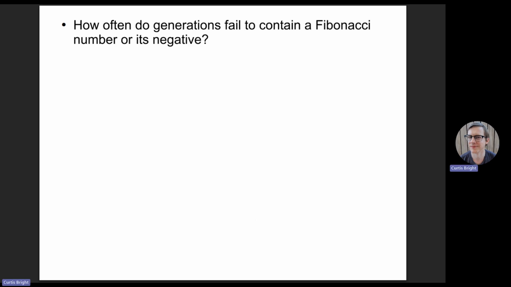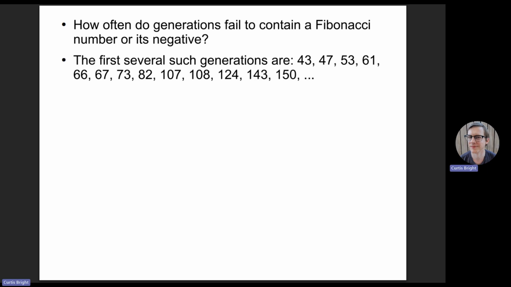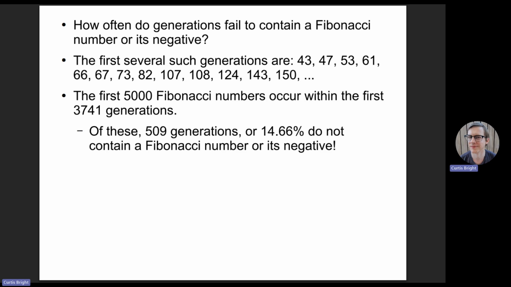So just to finish up, the question we had was, okay, well, we found a counterexample. Clearly this wasn't true, but it was true at least far enough that it seemed like it might have been true. The people that posed the problem didn't get as far as finding a counterexample, but how often do these occur? So there's a bunch of generations that don't contain any Fibonacci numbers, you can see here. And the first 5,000 Fibonacci numbers can be found within the first 3,741 generations in the tree. Of these, 509, which is about 14.6%, don't contain a Fibonacci number. So they're really not that rare at all. It just took a while to find one.